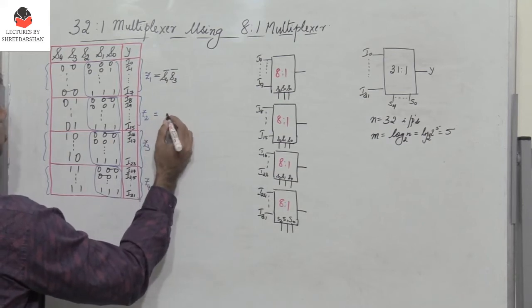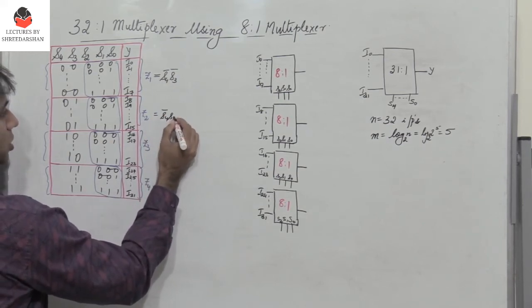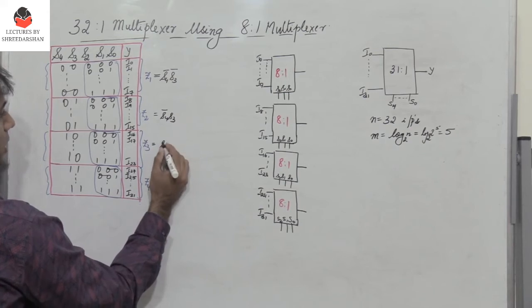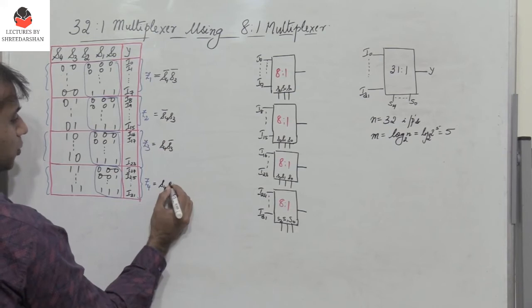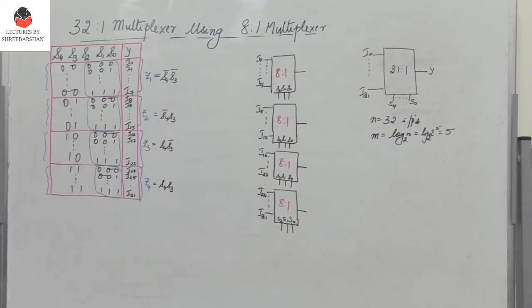And for Z2, it's going to be S4 bar, S3. For Z3, it's going to be S4, S3 bar. And for Z4, it's going to be S4, S3. So this is what happens here.